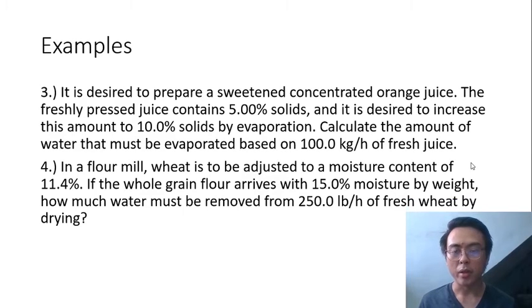In a flour mill, wheat is to be adjusted to a moisture content of 11.4%. If the whole grain flour arrives with 15% moisture by weight, how much water must be removed from 250 pounds per hour of fresh wheat by drying? So the next process is the drying process, and our unit here is a dryer.